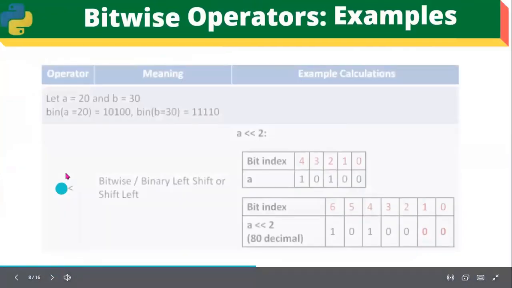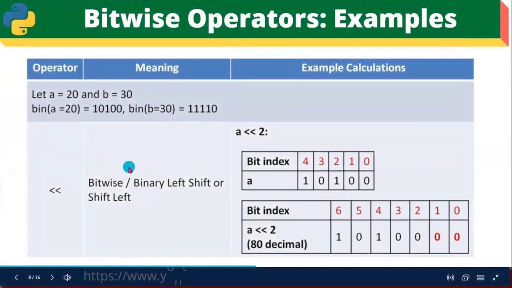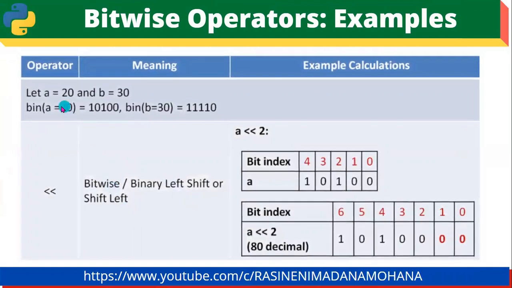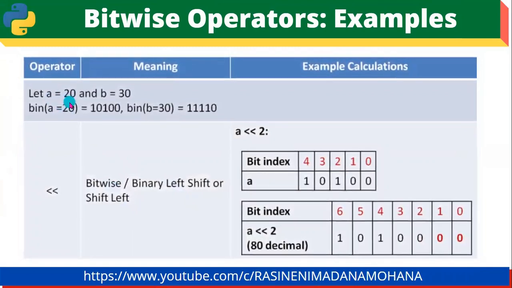Then coming to the next operator, that is the shift left or left shift operator. For example, here the same value a equal to 20 is considered. Now we are shifting 2 cells towards the left side. That's why it is a left shift by 2. Now see the example of how this will be done.